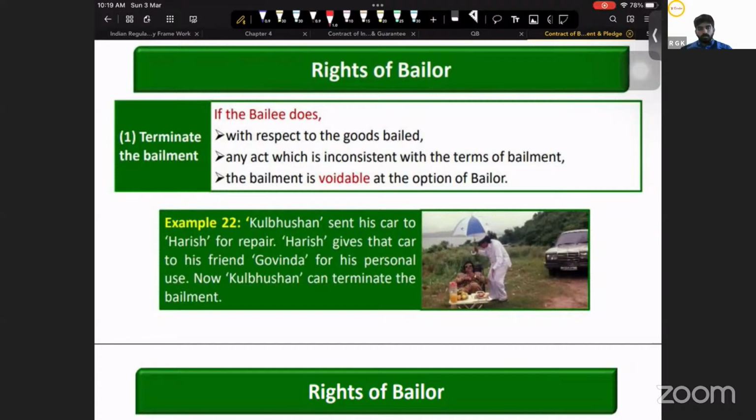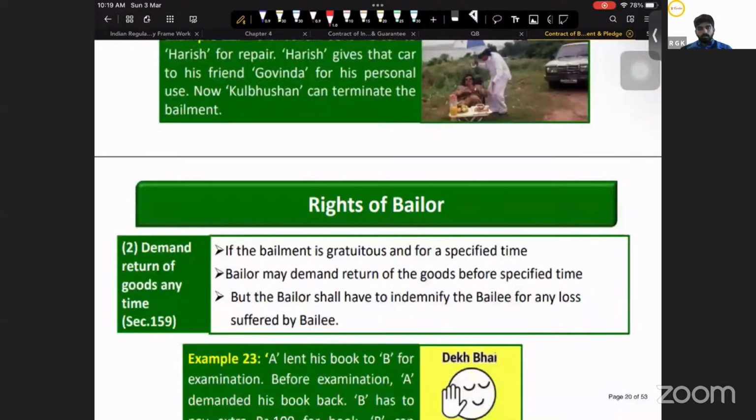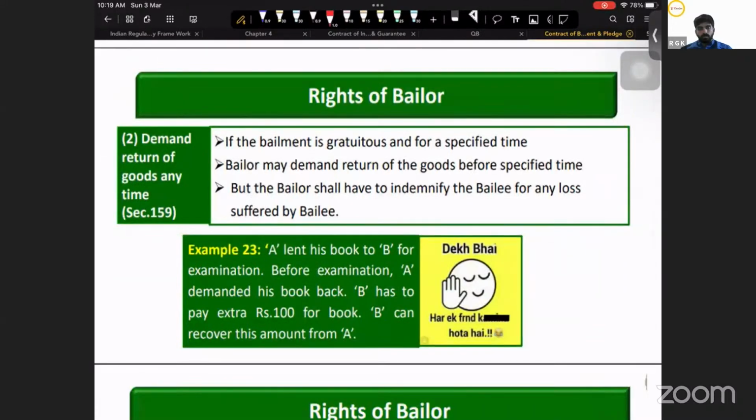Rights of the bailer. Second, demand return of goods at any time. Specifically, when the goods are bailed out gratuitously. If the bailment is gratuitous and for a specified time, the bailer may demand return of goods before the specified time. But the bailer shall have to indemnify the bailee for any loss suffered by the bailee.